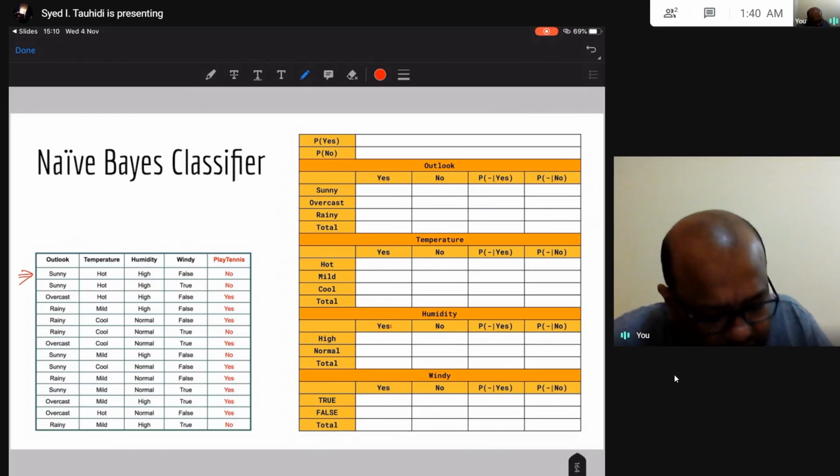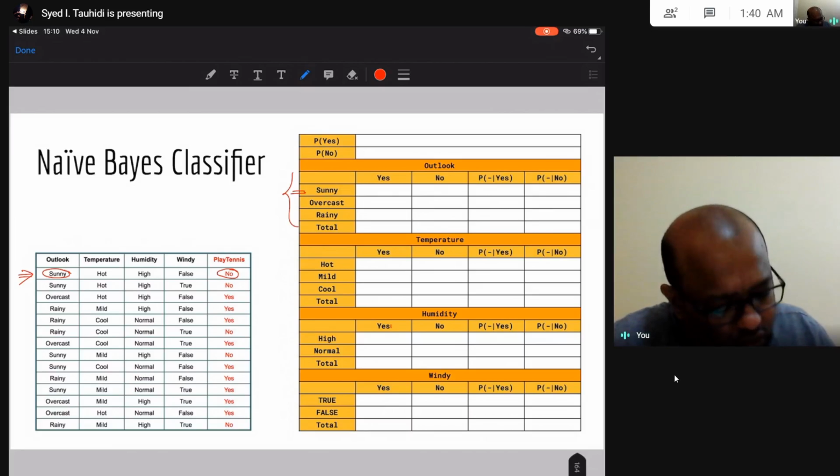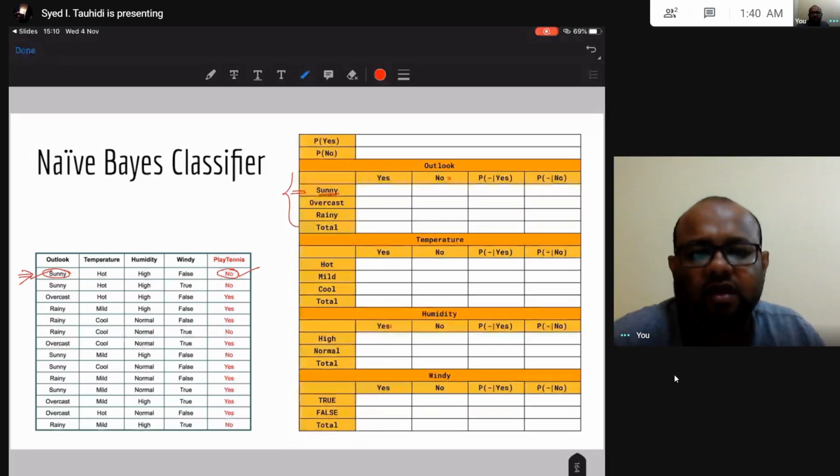I see outlook is sunny and play tennis is no. So I am going to go into this outlook table, into the sunny row and then the no column. Target is no, therefore I go into the no column, and outlook is sunny, so I go into the sunny row, and then I increment that by 1. This is what I do.